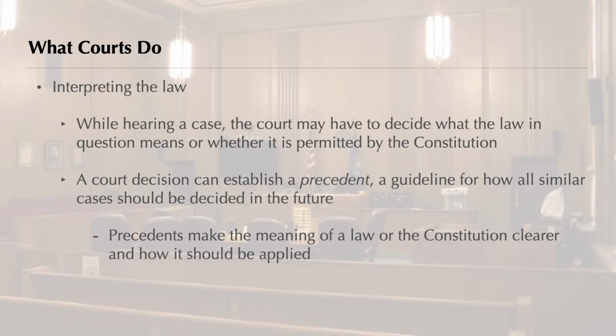Although the legal system deals with individual cases, a court's decision in a case can have very broad effects. This is because a court's decision can establish a precedent, a guideline for how all similar cases should be decided in the future. A precedent makes the meaning of a law or the Constitution clearer. It also determines how the law should be applied both inside and outside the legal system. For example, the court's decision in Brown v. Board of Education established a precedent that made any law segregating blacks and whites unconstitutional.